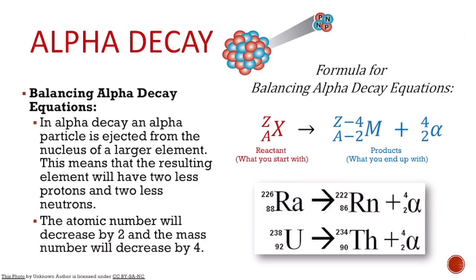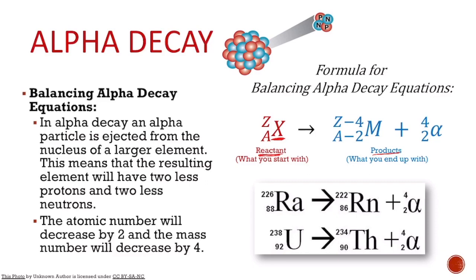All right, so let's talk about how to balance alpha decay equations. When we write either a chemical equation or a nuclear equation, we always list our reactants over here on the left-hand side and our products over here on the right-hand side. The reactants are always what we start with, and the products are always what we end up with. And so I'm going to start writing my nuclear equation with the nuclide symbol in here.